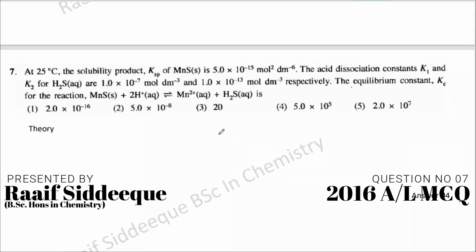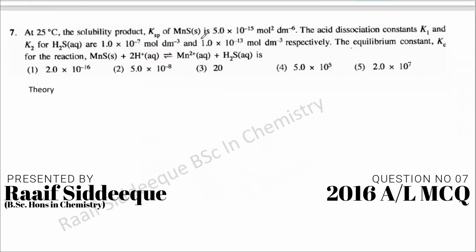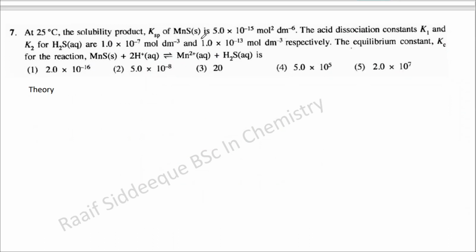Another typical question. They have given the solubility product of manganese sulfide, and the acid dissociation constant of H2S is given. They are asking for the equilibrium constant. If you write down all the reactions, we know Ksp is equal to the concentration of Mn2+ times the concentration of S2-. These are saturated concentrations. And also the acid dissociation constant of H2S.